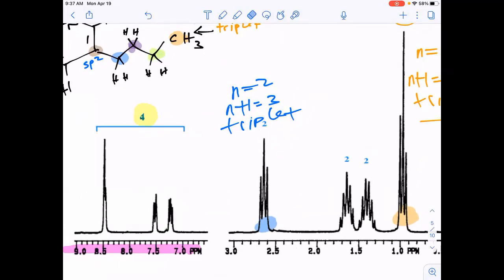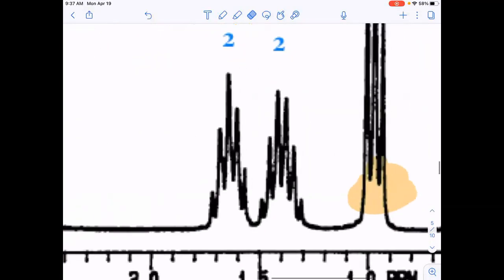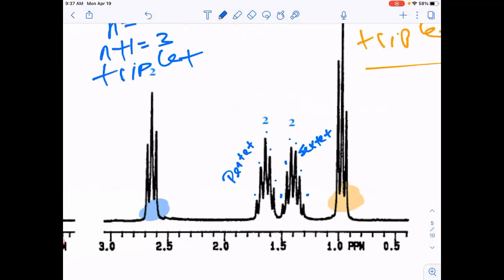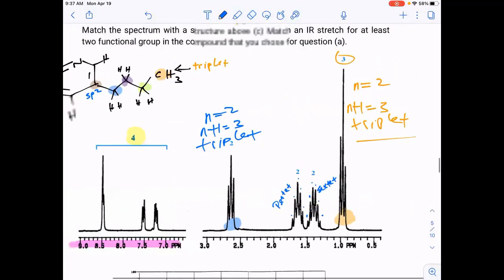Good. So if you look at the 2 signals here, I'm zooming in, right? You see here 1, 2, 3, 4, 5, 6 lines. So that's a sextet. And then over here, 1, 2, 3, 4, 5 lines. So that would be a pentet. Right. So that's how you would tell those apart. And if you look at the structure, it's going to be either the purple or the green, right? Let's look at the purple one.